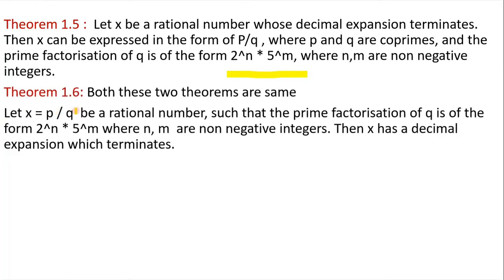Let x is equal to p by q be a rational number such that the prime factorization of q is of the form 2 power n into 5 power m, where n, m are non-negative integers, then x has a decimal expansion which terminates.